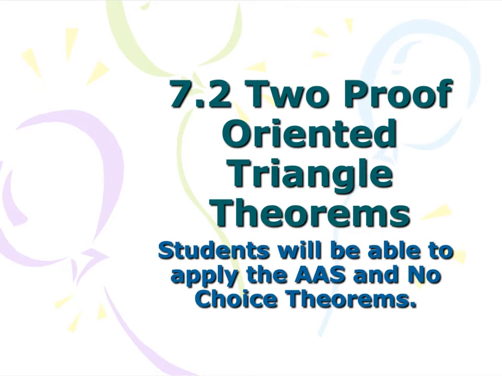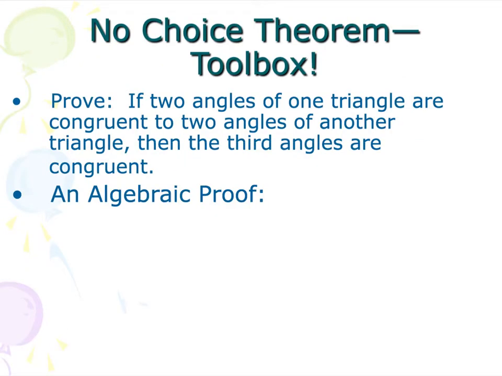Alrighty, we got two proof-oriented triangle theorems here today. So I have a feeling we may be doing some proofs. Alrighty, the no choice theorem. Oh my goodness. If two angles of one triangle are congruent to two angles of another triangle, then the third angles are congruent. Let's just talk this one out, shall we? Have a nice little math convo, if you will.